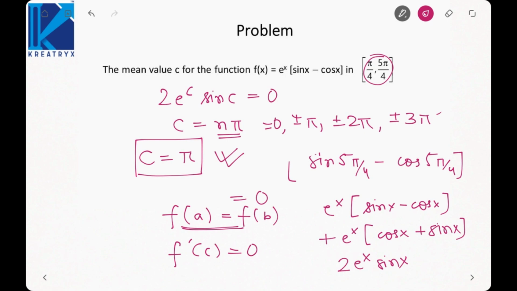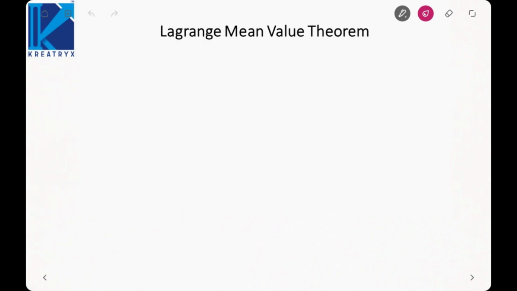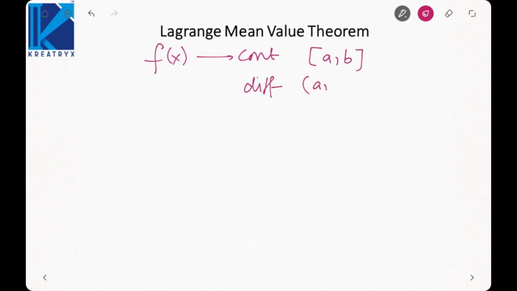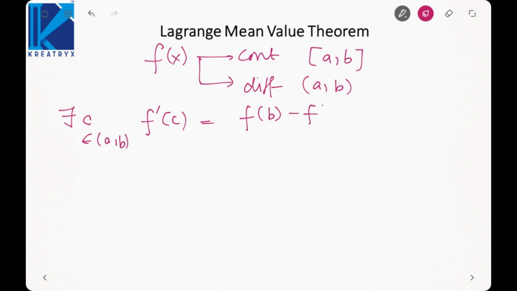Now let us move on to a more general mean value theorem, that is the Lagrange mean value theorem. The necessary condition is still the same. f(x) must be continuous in the closed interval and it must be differentiable in the open interval. But we remove the third condition, that the values at both the endpoints are the same. So it changes the condition and it states that there exists a point c belonging to (a, b) such that f dash c is equal to (f(b) minus f(a)) over (b minus a).